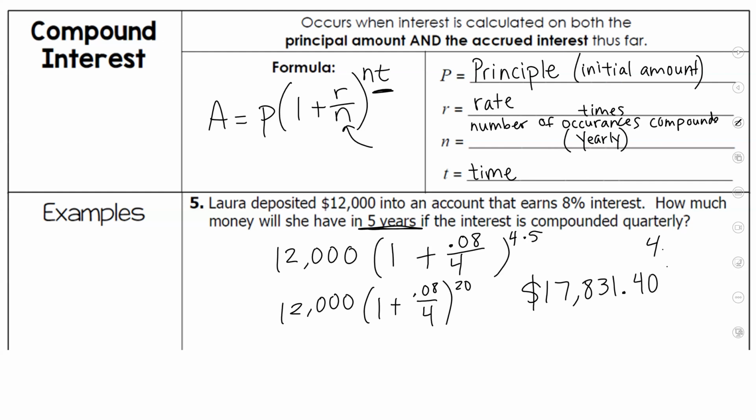40 cents? Okay. There we go. So she made a pretty good investment. This is how much her money grew. Her money grew about $5,831. That's $5,831 that she didn't even work for. She just let her money sit and then it grew. That's what's so good about investing.